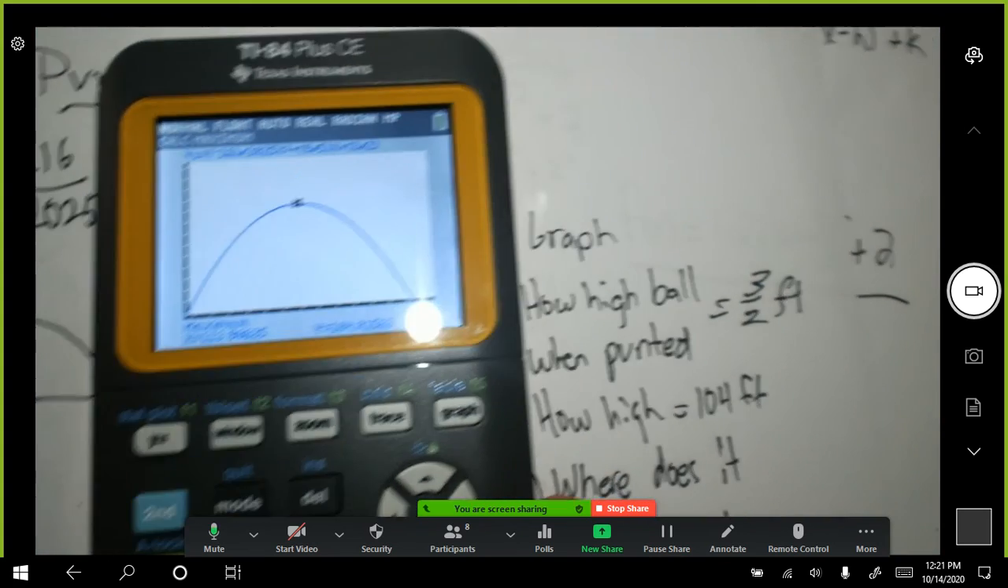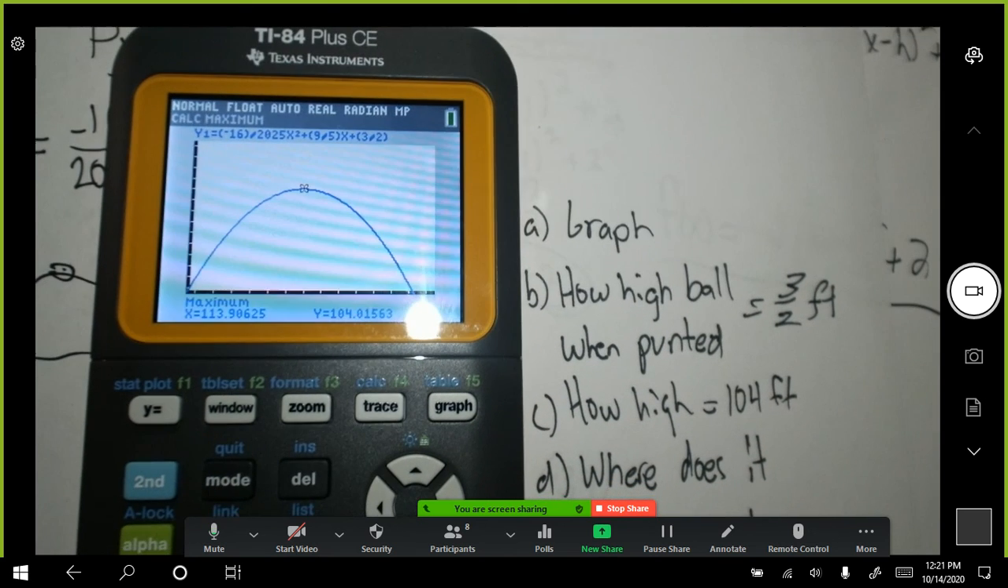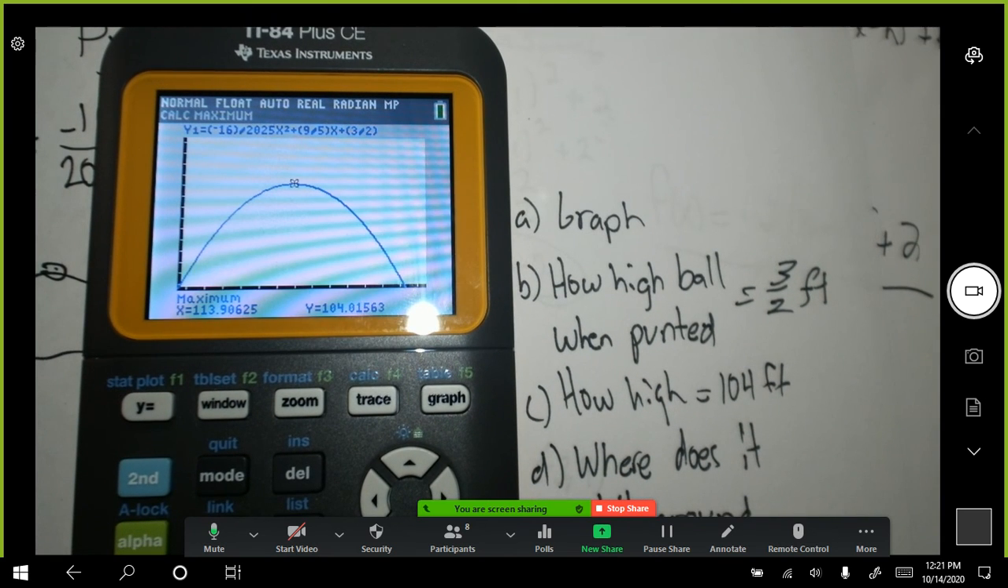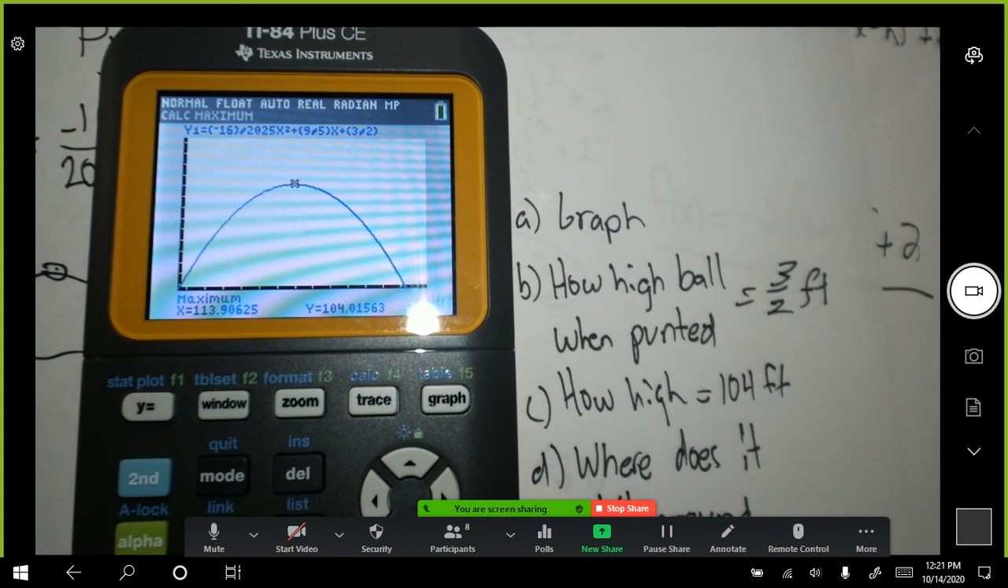And the last thing it wants to know is how far did it go before it hit the ground, or where does it hit the ground? Or when? I guess it's when. Let me see. No, how far?